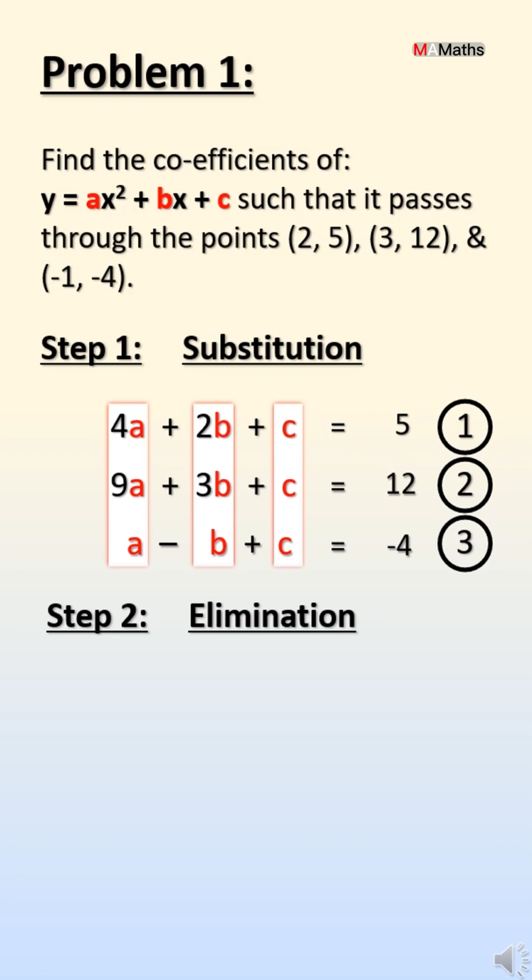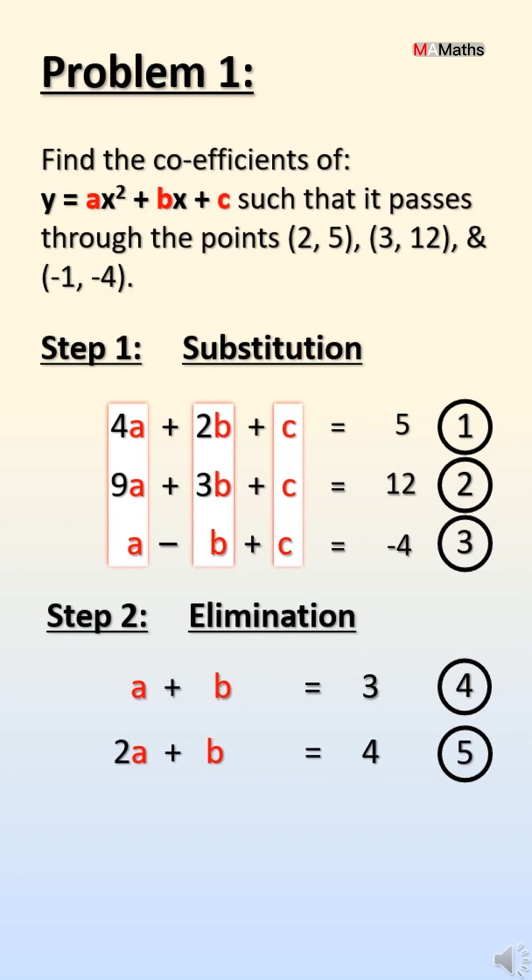Step 2, elimination. We have 3 equations and 3 variables. Let's eliminate one of the variables. If we subtract equation 3 from equation 1, we end up with 3a plus 3b is equal to 9. We can divide that through by 3 to get a plus b is equal to 3. Now, if we subtract equation 3 from equation 2, we end up with 8a plus 4b is equal to 16. We can divide through by 4: 2a plus b is equal to 4. Let's call those equations number 4 and number 5.